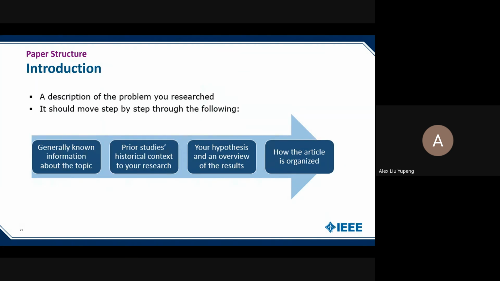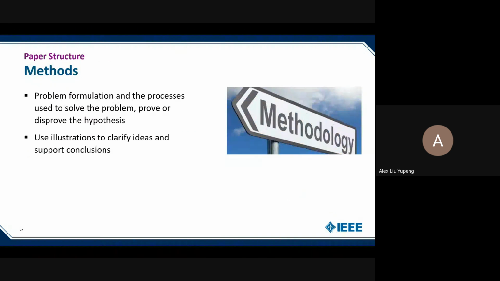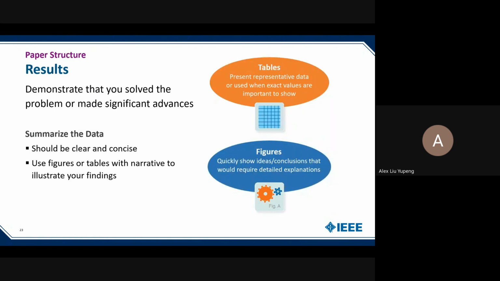Introduction is explaining about the currently known information and to bring your readers from the historical context to your research hypothesis, to your research proposals. Then you explain the overview of the results, followed by a discussion of the research methods you use to solve the problem. And of course, the results portion is where you summarize the data.